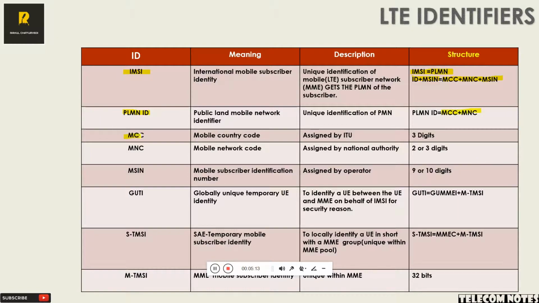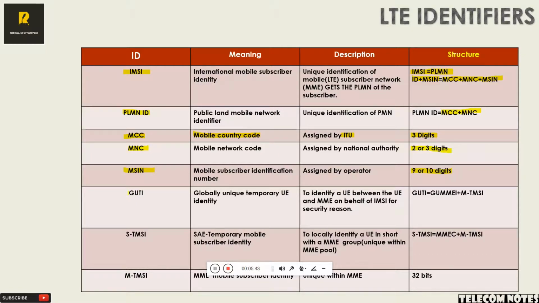Coming to MCC, the mobile country code. It's having 3 digits. It's already assigned by ITU. There's the network code now, mobile network code, assigned by the national authority, having 2 to 3 digits. MSIN is mobile subscriber identification number, assigned by the operator, having 9 to 10 digits. That's your mobile number actually.